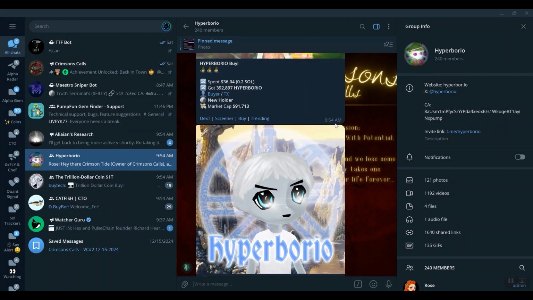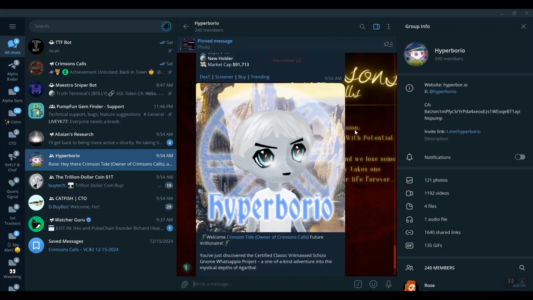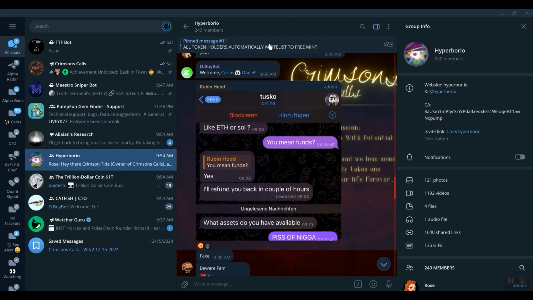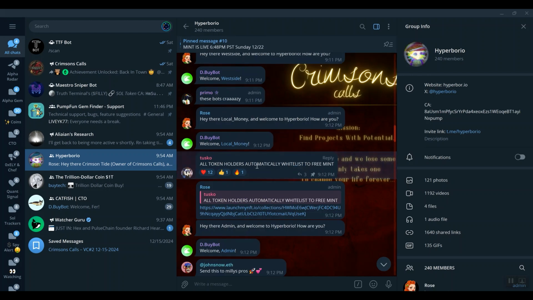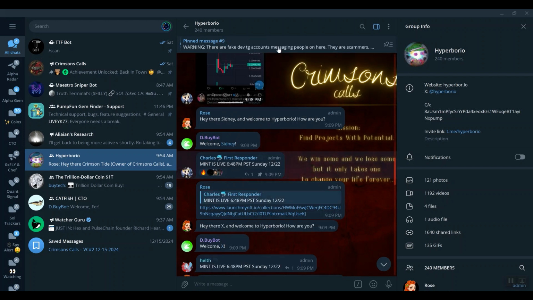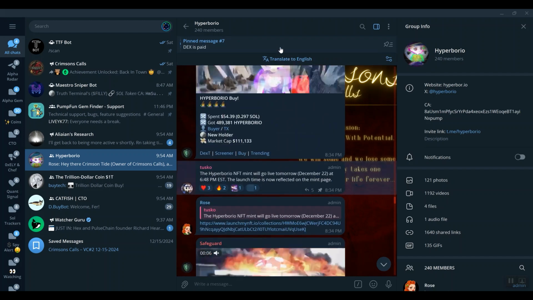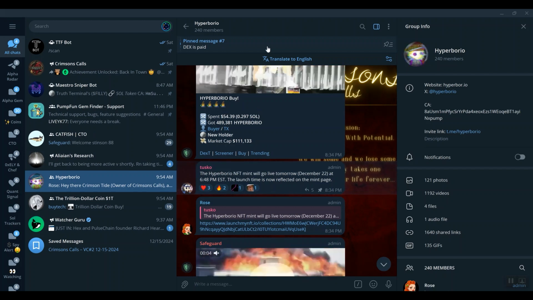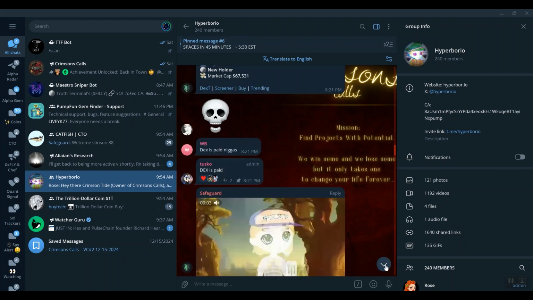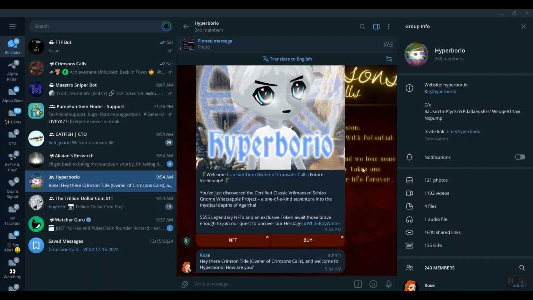The last buy was at 954. That was a minute ago. Okay, so that's good to see. Okay, so here we go. I don't really know what that is. All token holders automatically whitelisted for Mint. Okay, Mint is live, so obviously they've got some NFTs associated with this one. Okay, so there's a warning here. All right, so yeah, Dex is paid, which is good. So we see at least they've got that going on, but I'd like to see some rating. I'd also like to see maybe some trending or some boost going on for this token, in terms of trying to increase the overall exposure of it.